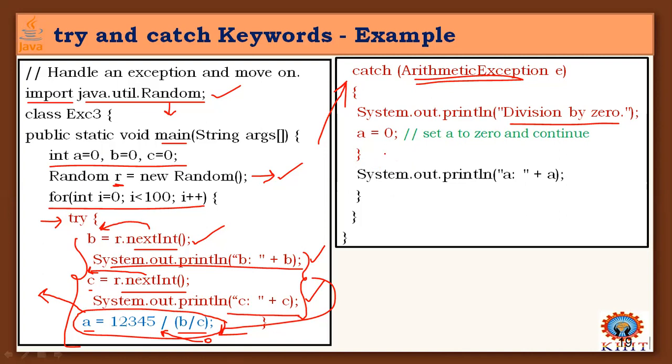So to handle that exception, when an arithmetic exception is generated in this expression, we simply set that A value to 0. Set A to 0 and continue. Again, continue the loop. Whenever a 0 occurs by dividing B by C, simply put that A value as 0. This is the handling mechanism. And it simply displays that A value every time.